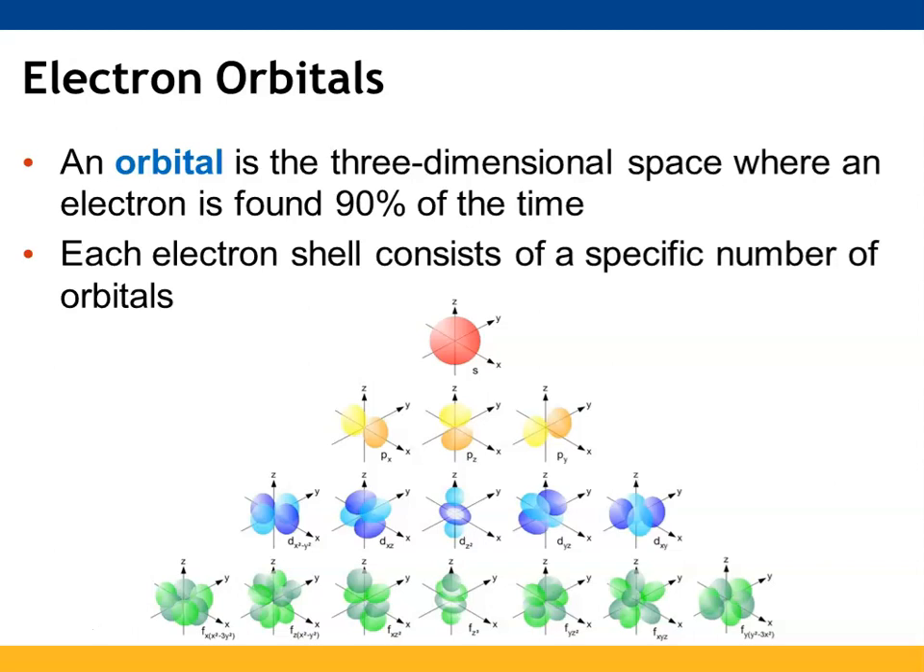So orbitals, again, are generalized regions where we're likely to find electrons. We find them approximately 90% of the time, and every energy shell or every energy level will have a set number of orbitals in which electrons can be placed, and a maximum of 2 electrons can be placed in any given orbital.